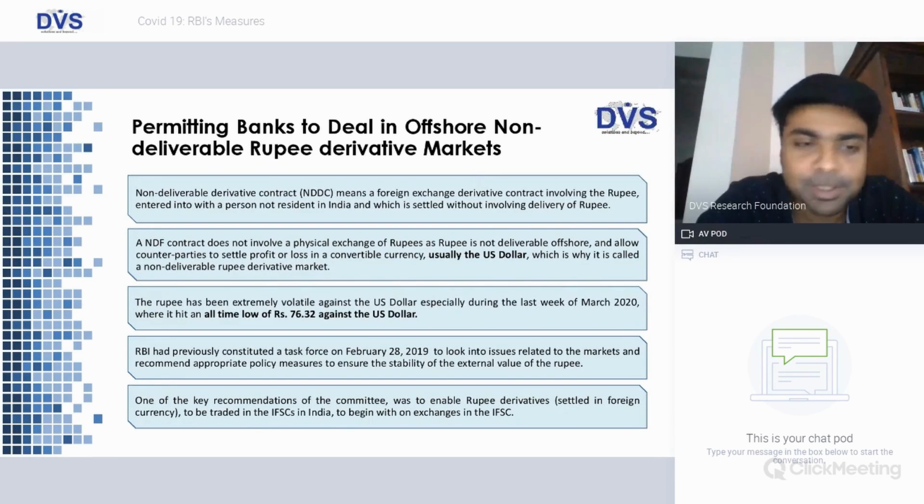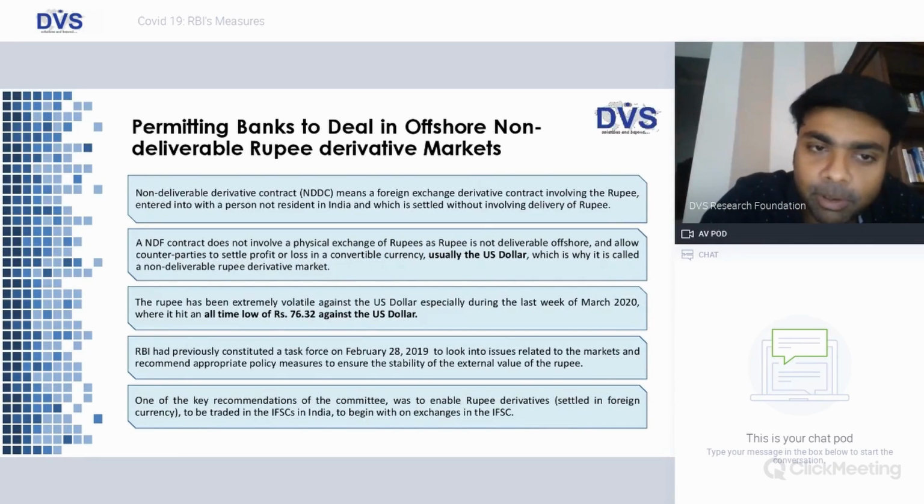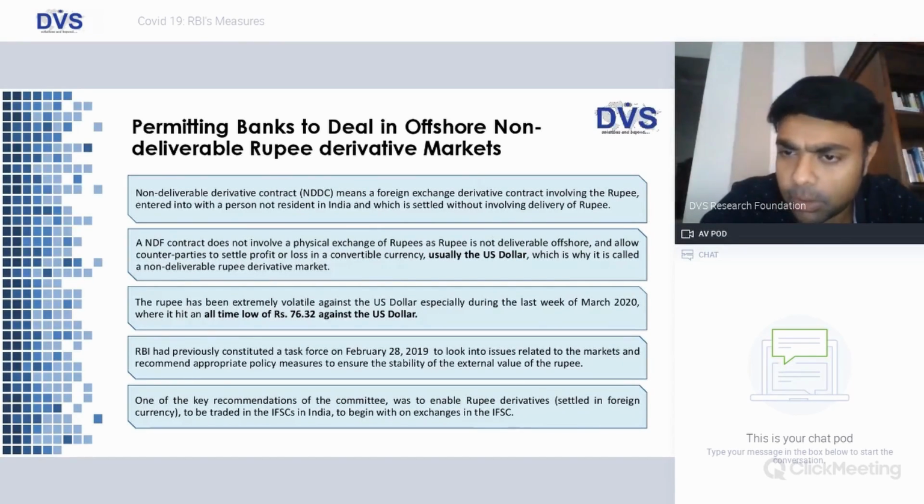See, the name itself runs for 1.5 lines. So, a non-deliverable derivative contract, or NDDC as we call it, is a foreign exchange derivative contract involving the rupee, entered into with a person not resident in India, and which is settled without involving the delivery of rupee. So the contract does not involve a physical exchange of rupees, so your local currency does not go erratic, as the rupee is not deliverable offshore, and it allows counterparties to settle their losses or profits in a convertible currency, possibly the US dollar, which is why it's what we call a non-deliverable rupee derivative instrument.